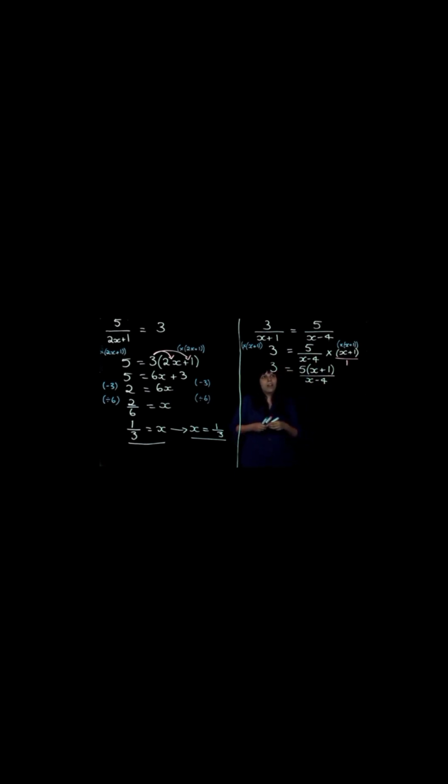So now I have a fraction on this side that I want to get rid of. So how do I get rid of divide by x minus 4? Times by x minus 4, and do that to both sides. So on this side, I'm going to have 3 times x minus 4. And I know on this side, when I do 5 times x plus 1 divided by x minus 4 times x minus 4, the x minus 4s cancel just to leave me with my 5 times x plus 1.